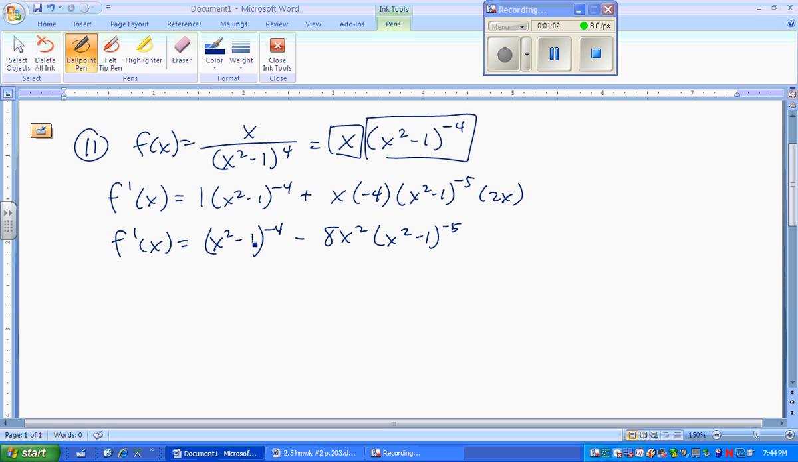So here we can factor out an (x squared minus 1) to the lowest exponent, so that would be negative 5. If we factor that out of this first part, (x squared minus 1) to the negative fourth divided by (x squared minus 1) to the negative fifth, we subtract the exponents, we get (x squared minus 1) to the first, or just x squared minus 1. Second part, if we divide that by (x squared minus 1) to the negative fifth, those cancel out, and we just get minus 8x squared.